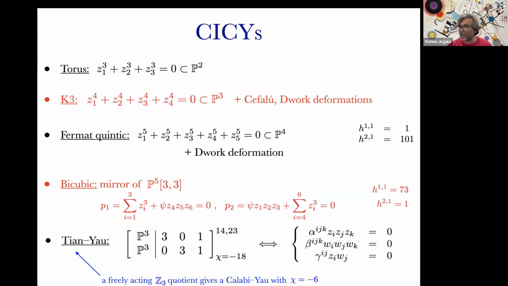And then when I discuss Yukawa couplings, I'll be looking at the mirror of 2 cubics in P5 and a quotient of the Tian-Yau manifold. Tian-Yau has a freely acting Z3 quotient, which gives a Calabi-Yau with Euler character -6. And this is one of the early manifolds that were used for string phenomenology.